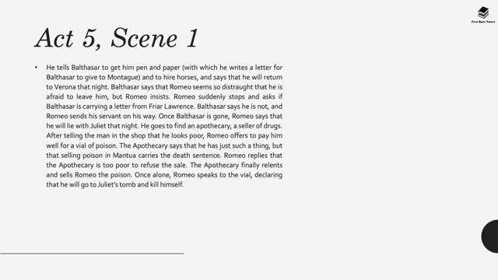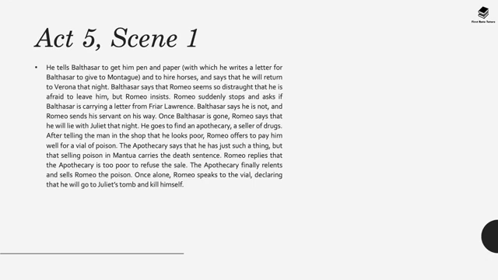Balthazar says that he seems so distraught that he's afraid to leave him, but Romeo insists. Romeo then suddenly stops and asks if Balthazar is carrying a letter from Friar Laurence. However, he's not, and Romeo sends him on his way. Once Balthazar is gone, Romeo says that he will lie with Juliet that night. He goes to find an apothecary, a seller of drugs.